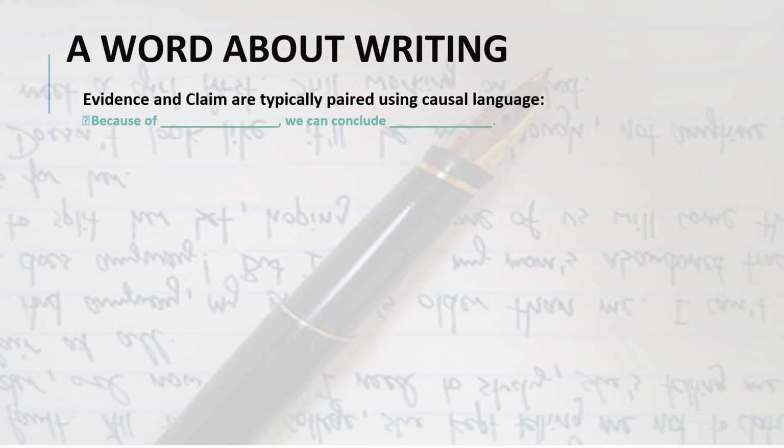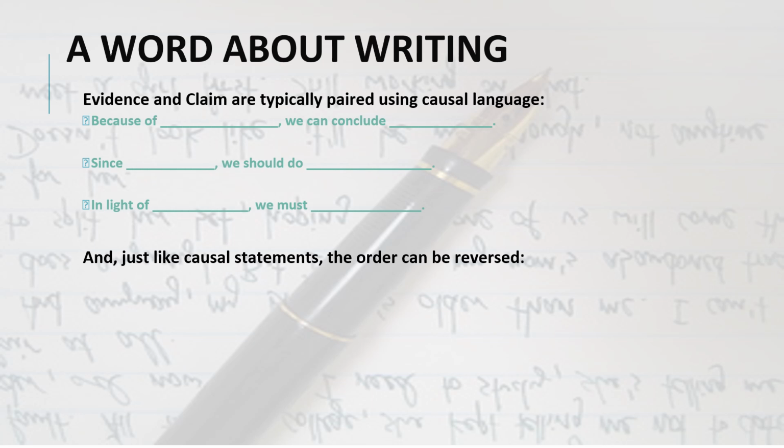So when we look at evidence and claim, we're looking at what we call causal language. It's where we have that "because of this, then we do this" type of language. Again, if you look back at organizational patterns from English 101, what you're really looking at is cause and effect type writing. And these are just some more examples of what that looks like.